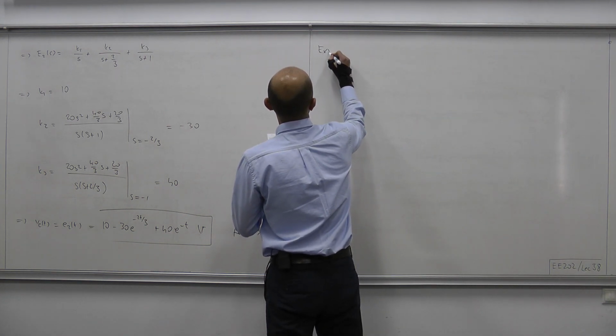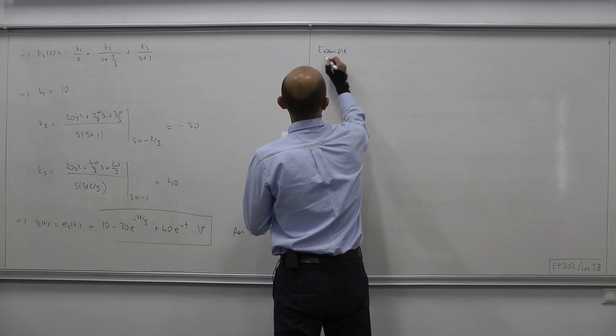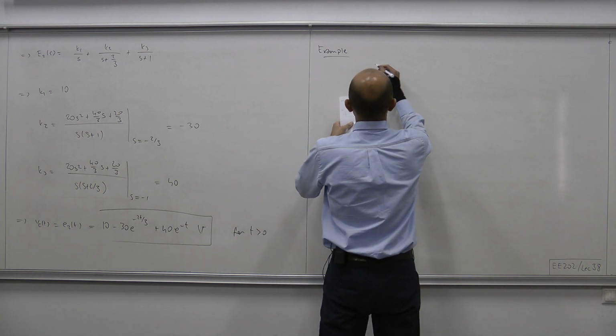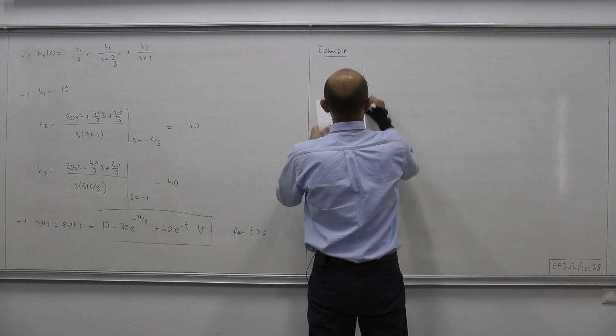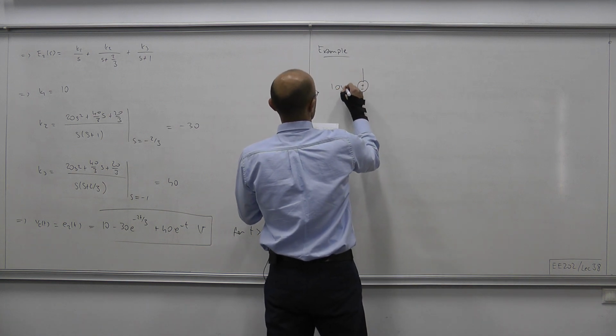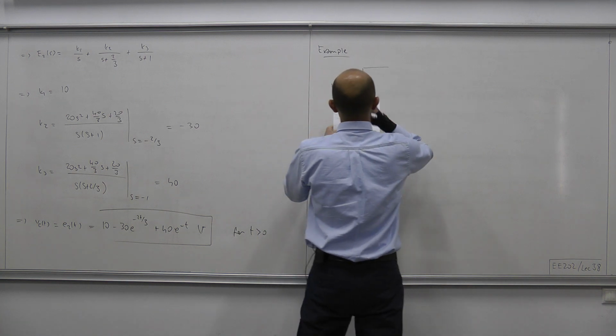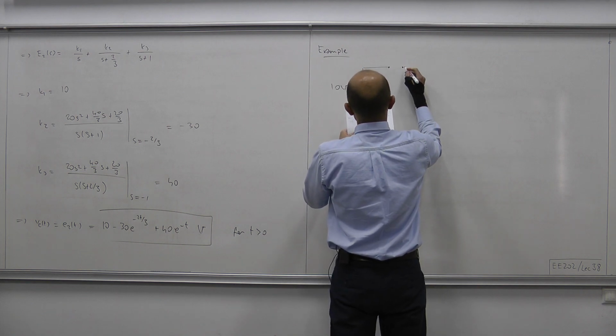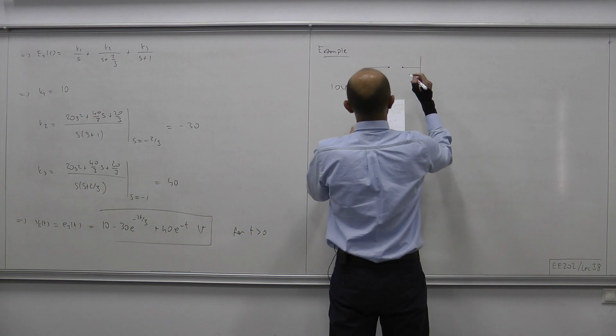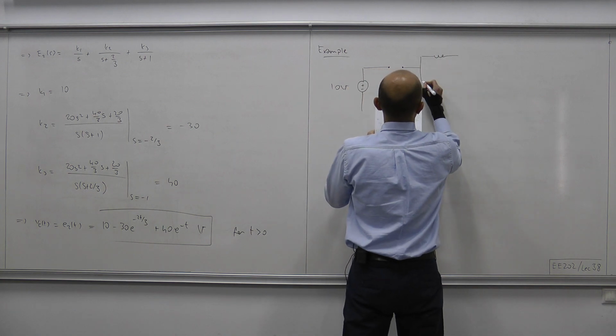Example. Okay, the circuit given is this. Again, we have a constant source, 10 volt. We have a switch, and then we have this parallel connection.